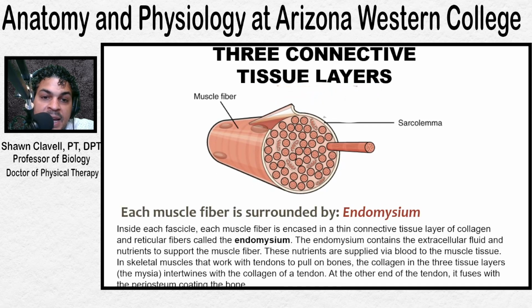And then finally, inside each fascicle, each muscle fiber is encased in a thin connective tissue layer of collagen and reticular fibers called the endomysium. The endomysium contains the extracellular fluid and nutrients to support the muscle fiber. These nutrients are supplied via the blood to the muscle tissue. In muscles that work with tendons to pull bones, the collagen in these three layers ultimately intertwines with the collagen of the bone, and at the end of the tendon, it fuses with the periosteum, as we mentioned.